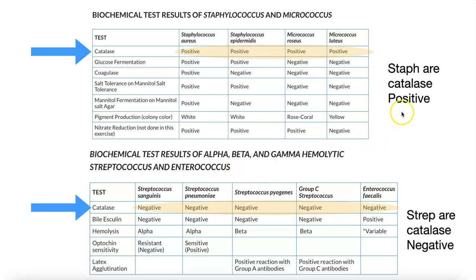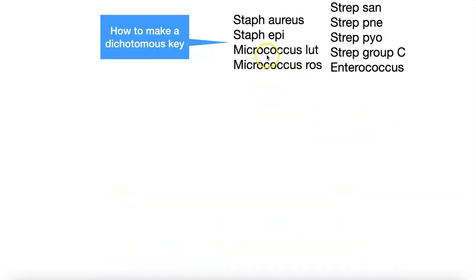So it's important to remember that all staph are catalase positive and all strep are catalase negative. That information is going to be really important in the first part of how we generate a dichotomous key. Okay, so that's where we're heading next. So what I have at the top here is the list of all 9 potential gram-positive bacteria. So you can count them. I've abbreviated them a little bit, but hopefully you can decipher that.